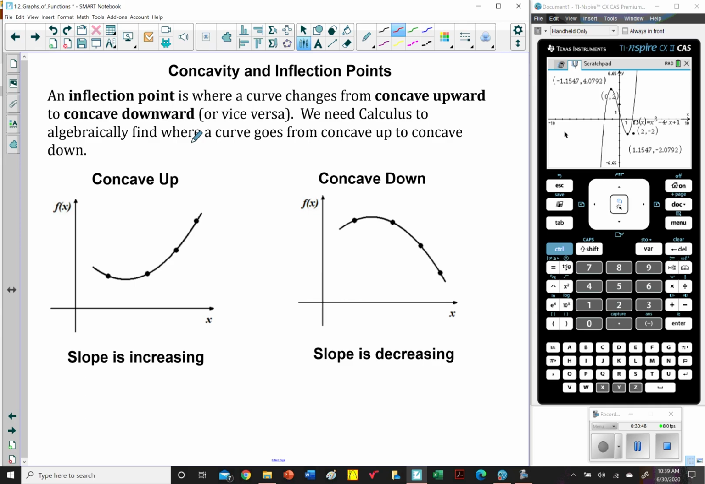All right, one more thing to talk about, and that's concavity. So our final thing, concavity and inflection points. An inflection point is where a curve changes from being concave up to concave down, or vice versa. And we need calculus and things called second derivatives to algebraically find that, but we can start to explore those ideas here. You see, at this low point on the graph, I've got a negative slope, and then a positive slope, and then a steeper positive slope, and even steeper. That function is increasing. The slope is increasing.